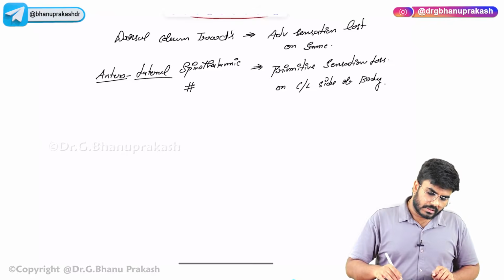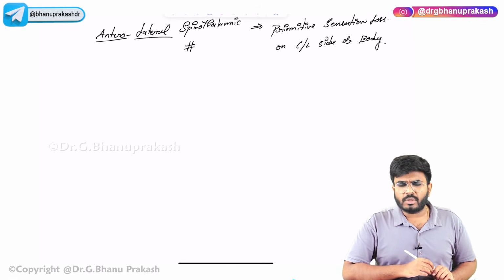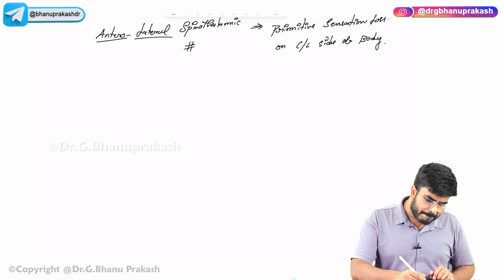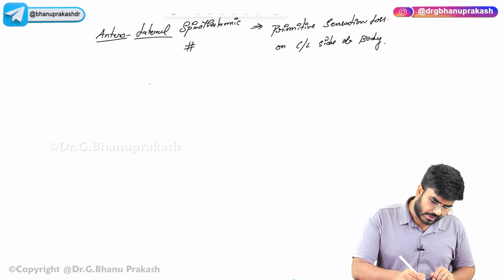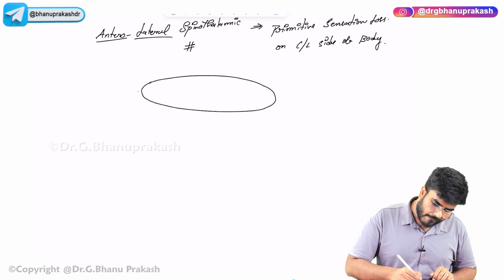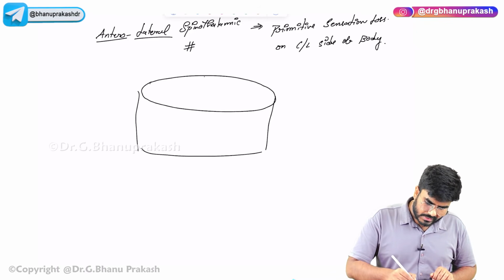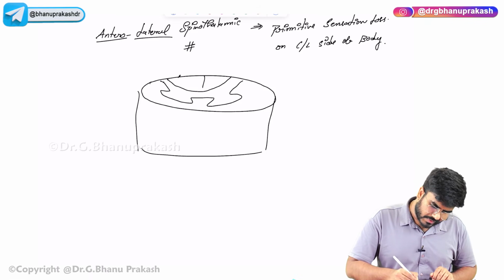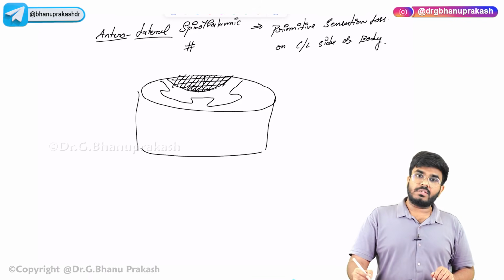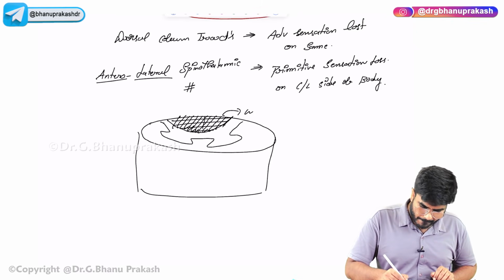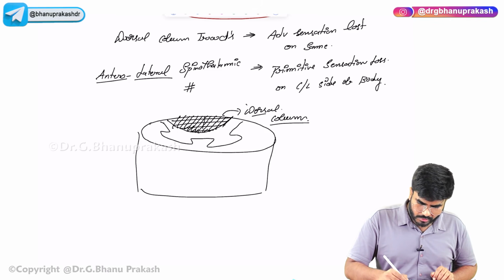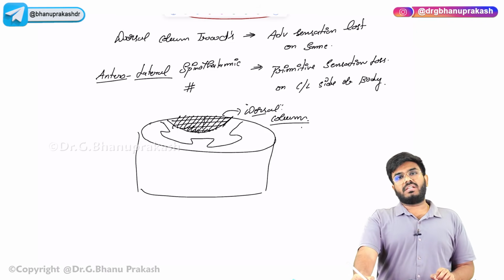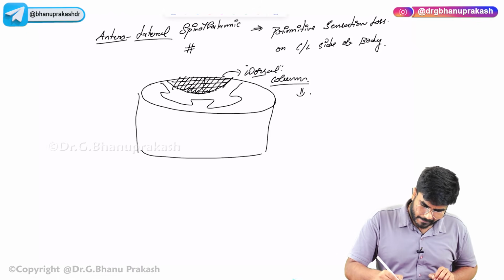Now after knowing some points about Brown-Séquard syndrome, let me discuss one more condition. In this condition, if this is the spinal cord, this area is completely damaged. So what is this? Dorsal column. The dorsal column is damaged, and that is going to cause a condition called tabes dorsalis.